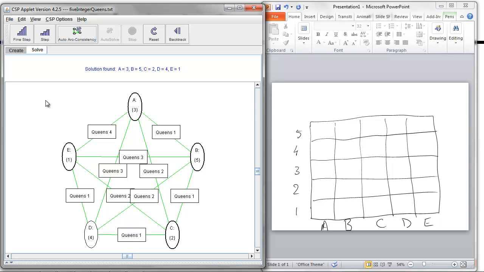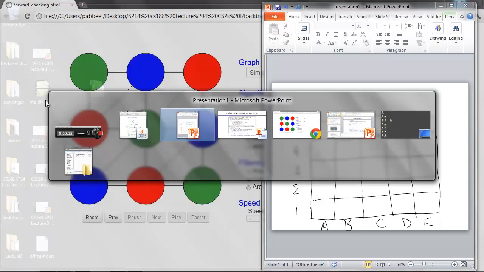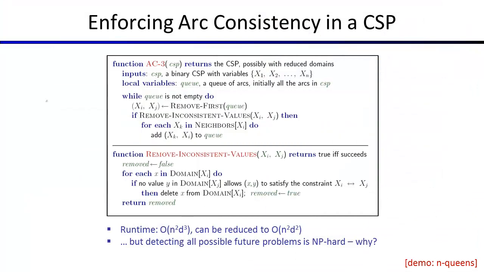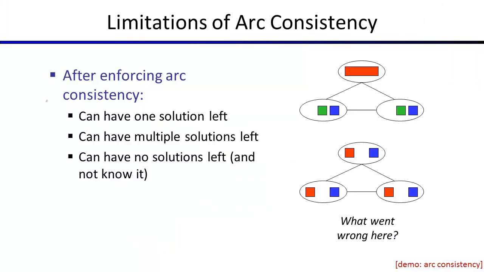Absolutely. I guess I made a lucky choice in assigning 4 to D and then 5 to B, which just happened to work out. A different choice could have led to an empty domain, in which case we'd have had to backtrack and then go down a different part of our search tree. Okay, that's enforcing arc consistency in our backtracking search.